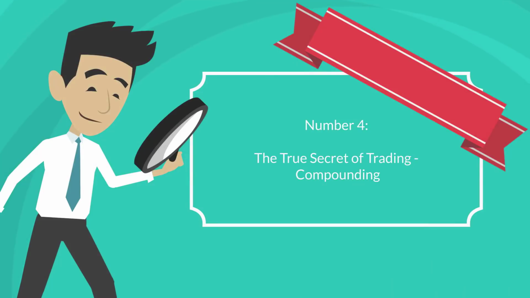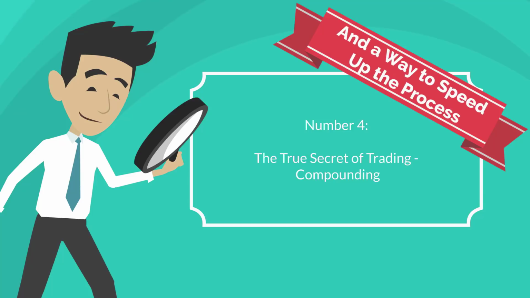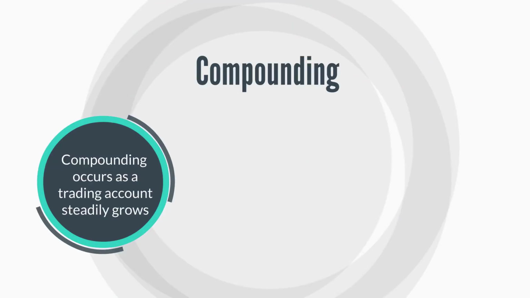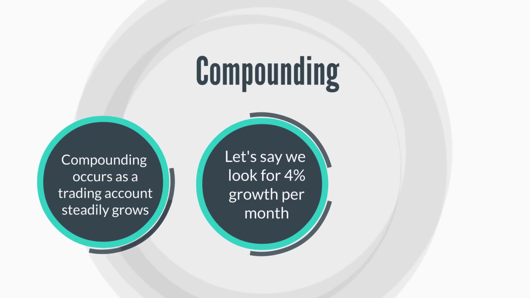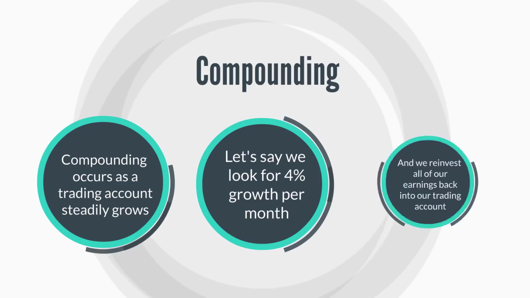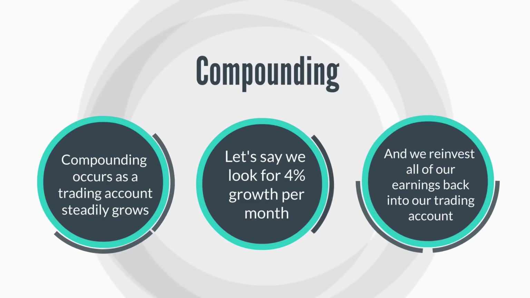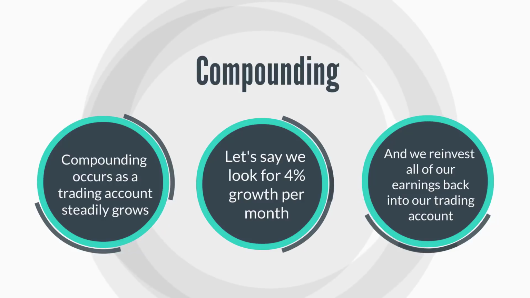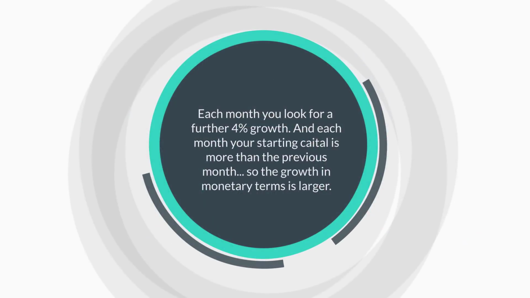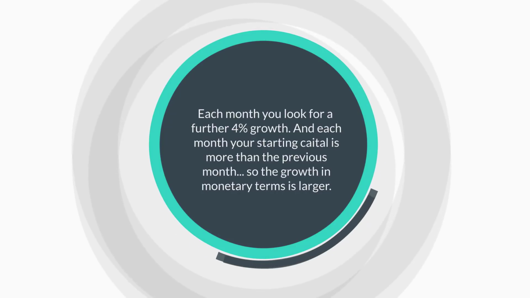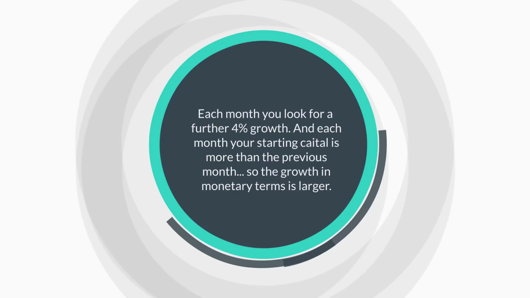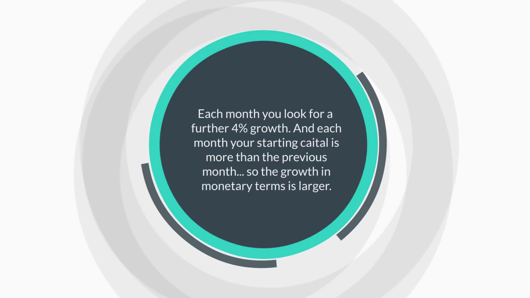Now for number 4, the true secret of trading, and that is compounding. And we will look at a way to speed up the process. Compounding occurs as a trading account steadily grows. Let's say we look for 4% growth per month, and we reinvest all of our earnings back into our trading account. Each month you look for a further 4% growth, and each month your starting capital is more than the previous month. So the growth in monetary terms is larger.